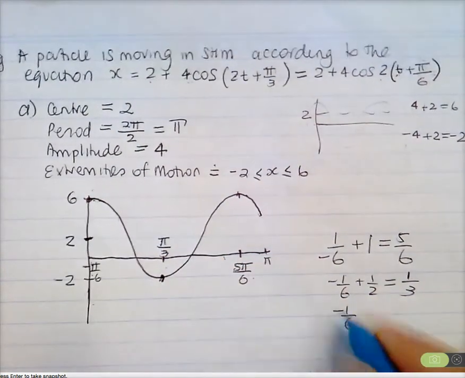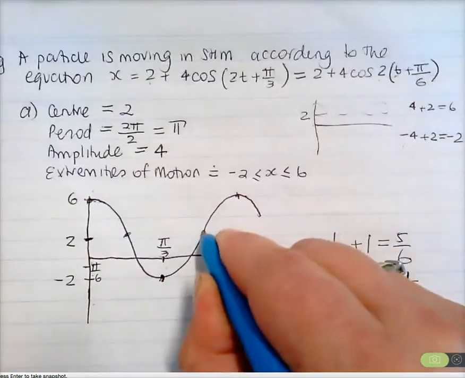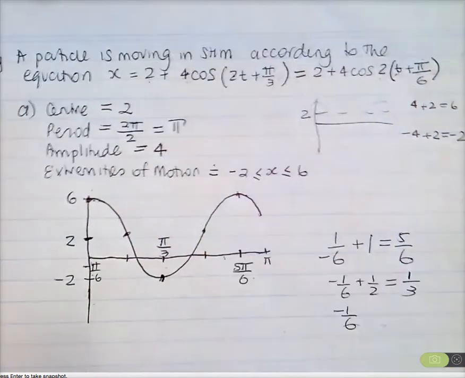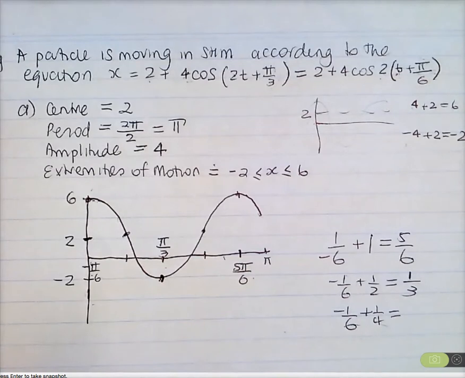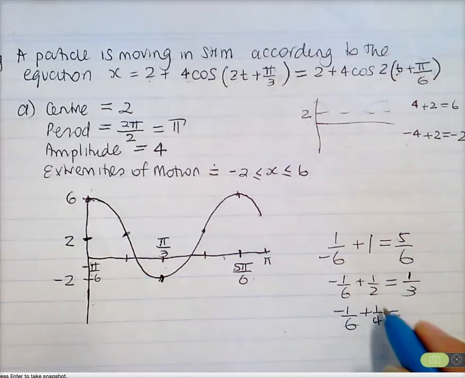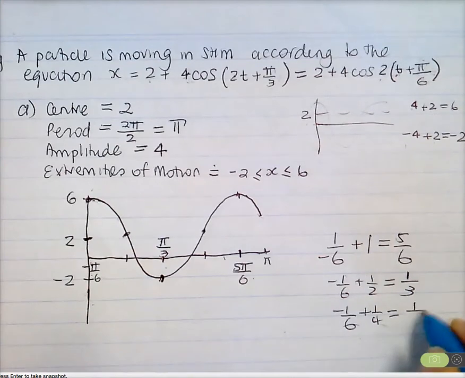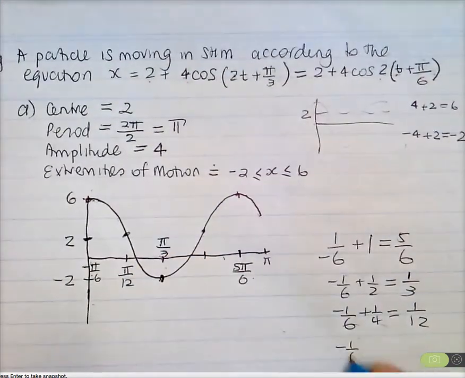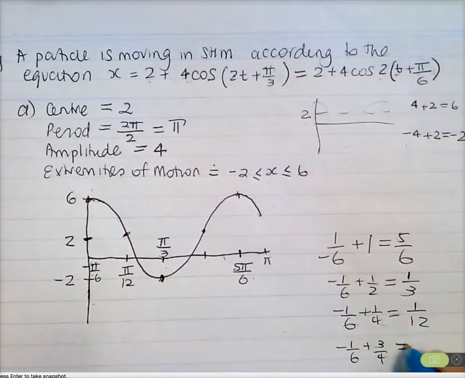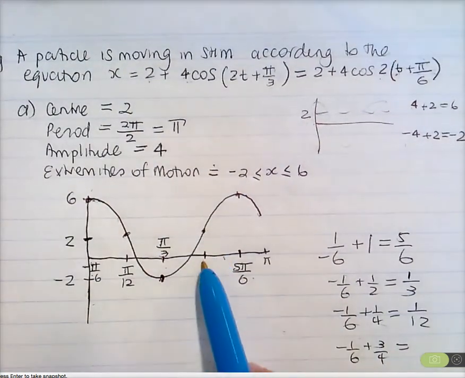What's the quarter-way mark? Like here, these are the quarter-way marks. What's negative 1/6 plus a quarter of the period? Do you see what I'm... But don't put the pis. You don't need the pis. We'll throw the pis on in a minute. That's 2 and that's 3. It's 1/12. So this is pi on 12. What's negative 1/6 plus 3/4 of the way along? That would be this one.